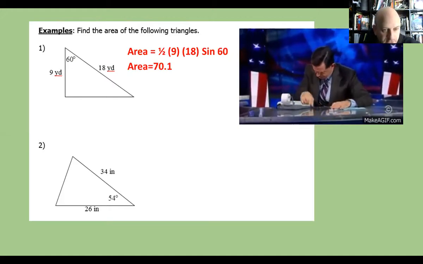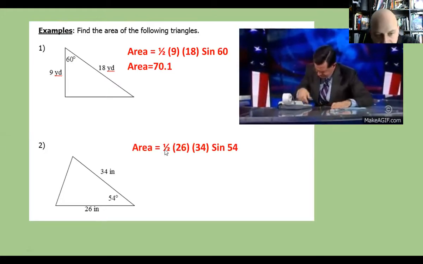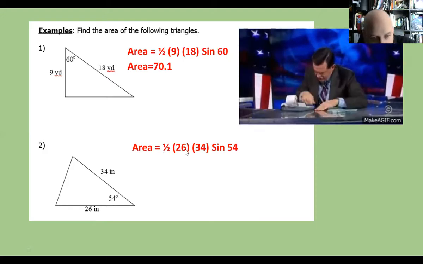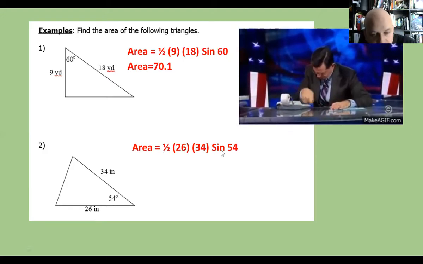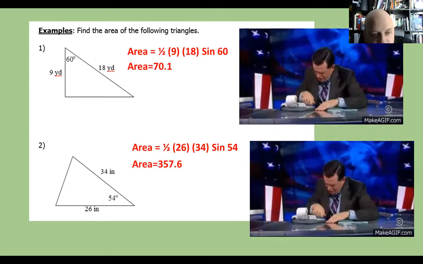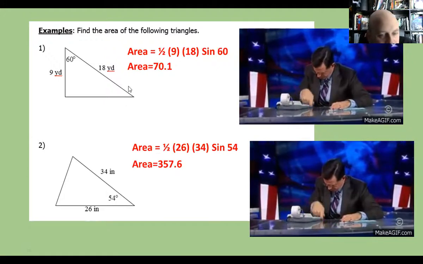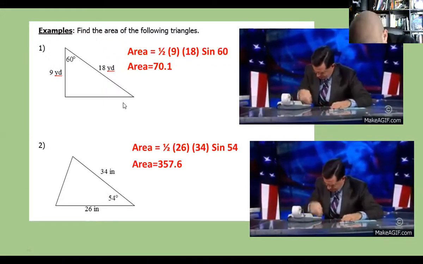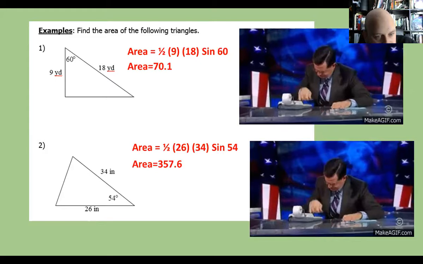All right, down here for the next example. First thing we have to look at is the angle and the two sides. Do we have side angle side? Yes, we do. Now that we have side angle side, we're going to punch in these values. We have 1/2, however you're going to do that. If you're going to use 0.5, awesome. If you're going to do 26 times 34 times sine of 54 divided by 2, that works too. When you punch this in, you should get 357.6. Again, don't worry about the rounding. Worst case, just round to the nearest whole number to keep things simple.